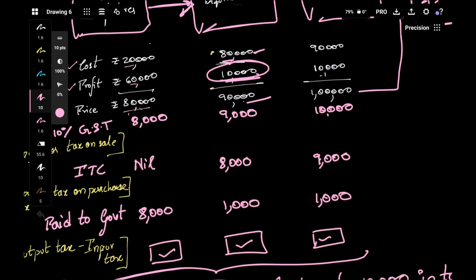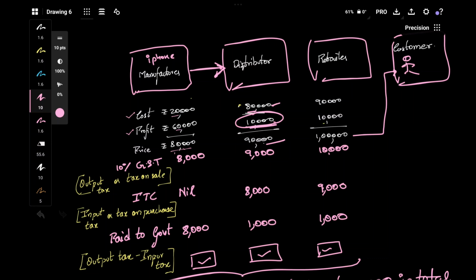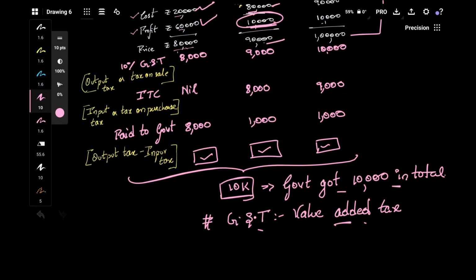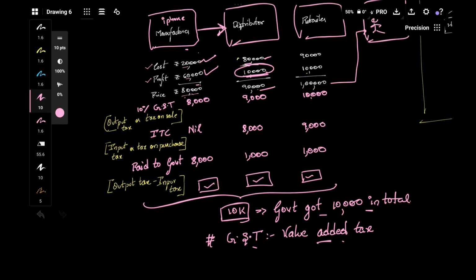Why? Because at every stage, the manufacturer is adding some value. He is adding 20,000, 60,000. So his tax amount is on this 80,000. On this 80,000, the government is getting 8,000. In the case of the distributor, he is adding a profit value of 10,000. So it has become 90,000. So his value addition is only 10,000. On 10,000, 10% is 1,000 GST. That is what the government is getting.